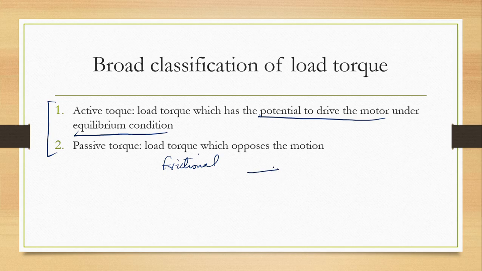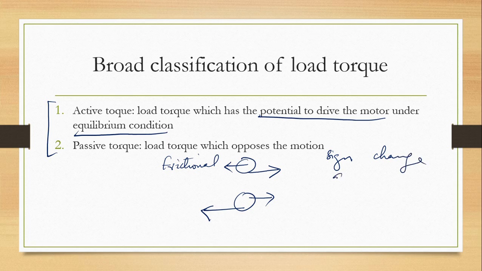And what about the direction of the passive torque? If I have a body over here and it's moving towards the left, the friction is always acting opposite. If your body was moving to the right, the torque will be towards the left, and if the body is moving towards the left, your torque will be towards the right. So here you can see that the sign of the load torque will change according to the direction of the drive.